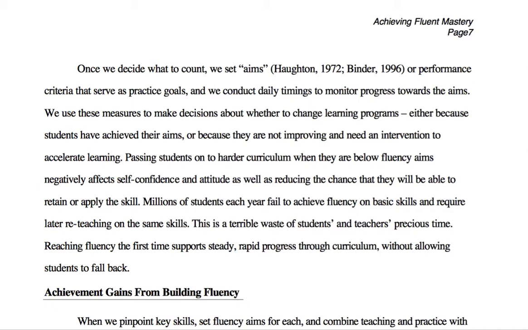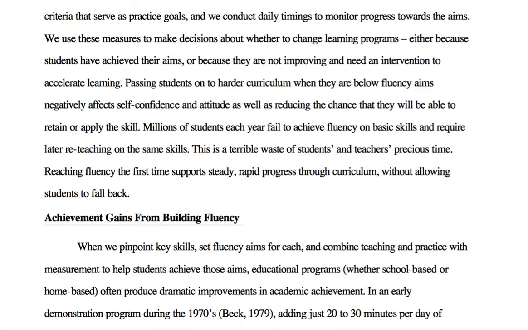Passing students on to harder curriculum when they are below fluency aims negatively affects self-confidence and attitude, as well as reducing the chance that they will be able to retain or apply the skill. Millions of students each year fail to achieve fluency on basic skills and require later reteaching on the same skills. This is a terrible waste of students' and teachers' precious time. Reaching fluency the first time supports steady, rapid progress through curriculum without allowing students to fall behind.